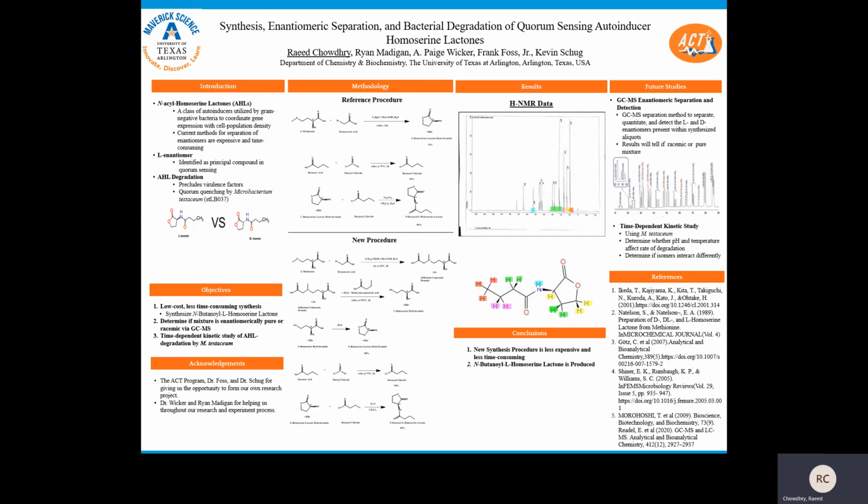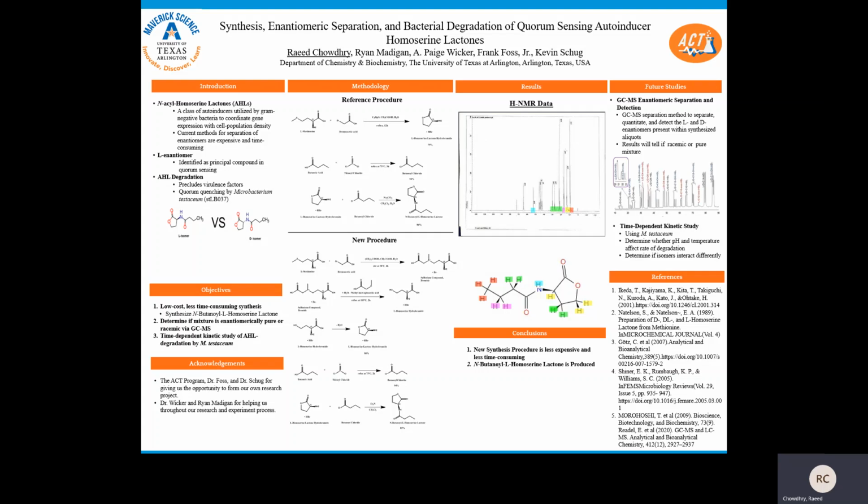Current methods for the synthesis and enantiomer separation of AHLs are costly and time-consuming. For example, one such method may take as long as 72 hours and cost as much as $500 just to produce 25 milligrams. The objectives of this research project fall into the three parts mentioned previously.